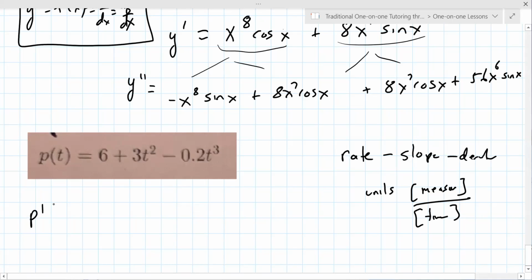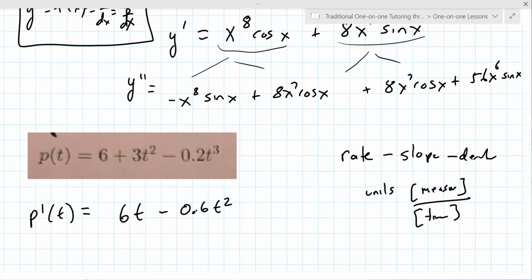But being the good calculus student that you are, you should at this point know, hey, I've got to take a derivative of this. So the derivative of 6 is 0. Power rule, 6t. And this is also power rule. Okay, this section I was allowed to use a calculator on, and we'll use that here.